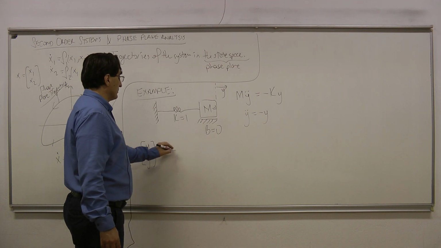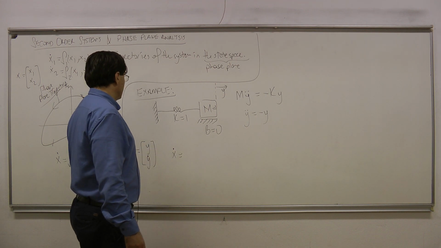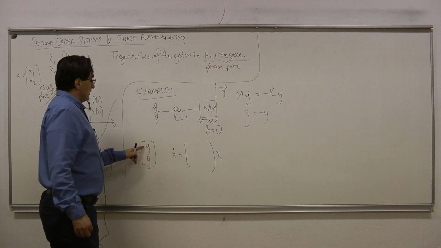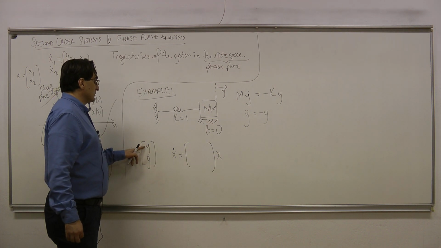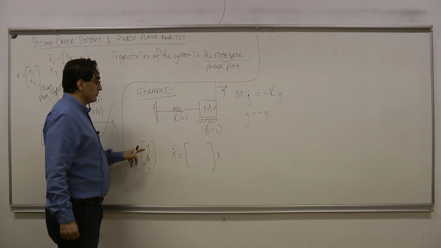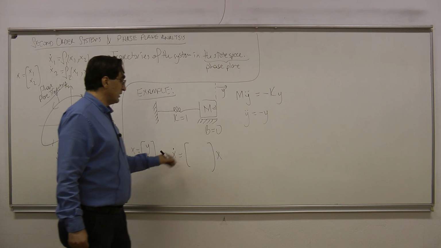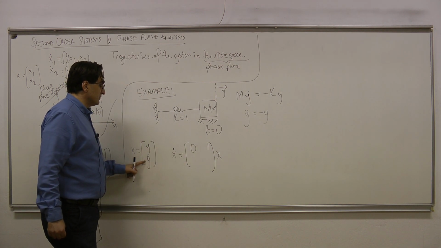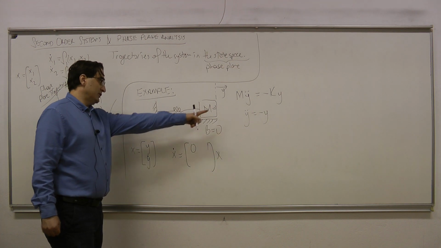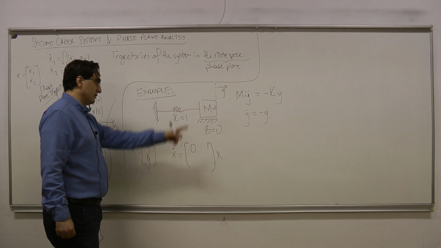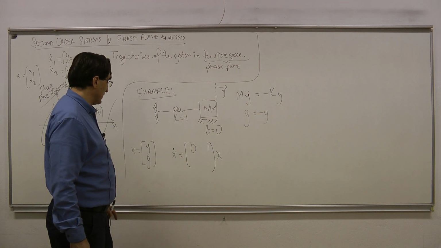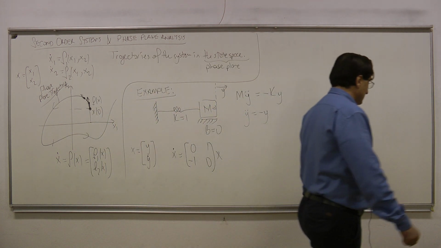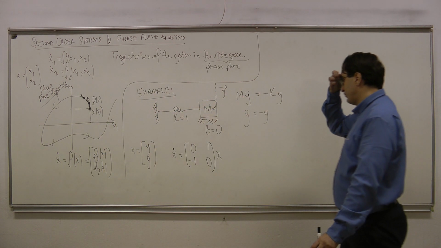And then let us try to find my state equation. X dot is equal to, so I have here my state. The derivative of the first variable is going to be y dot. Y dot is just the second state variable. That means that I would have 0, 1 here. And the derivative of the second state variable is y double dot. And we see from the system equation that y double dot is equal to minus y. That means that I would have minus 1, 0 here. So this is my state equation.